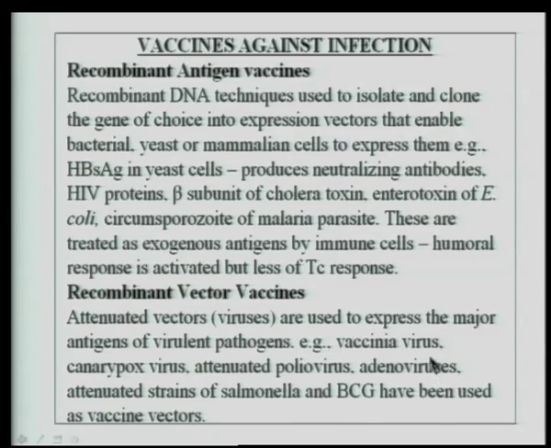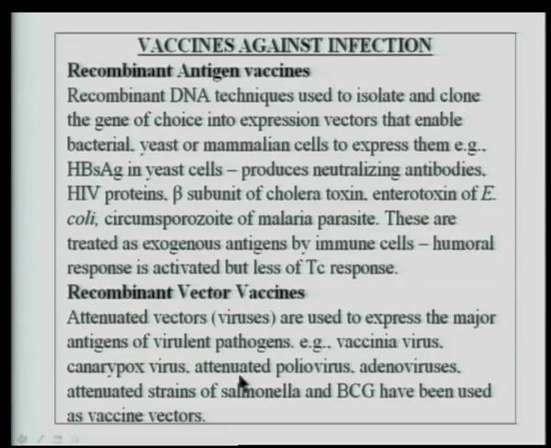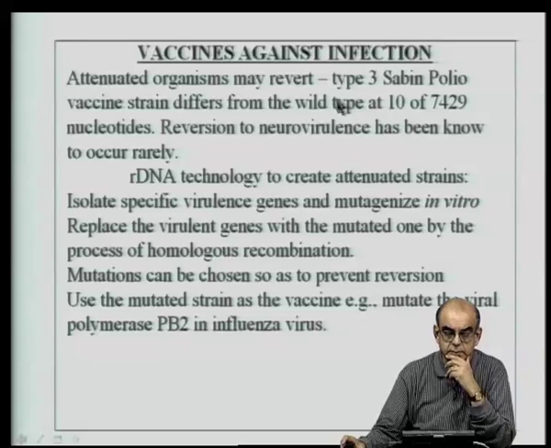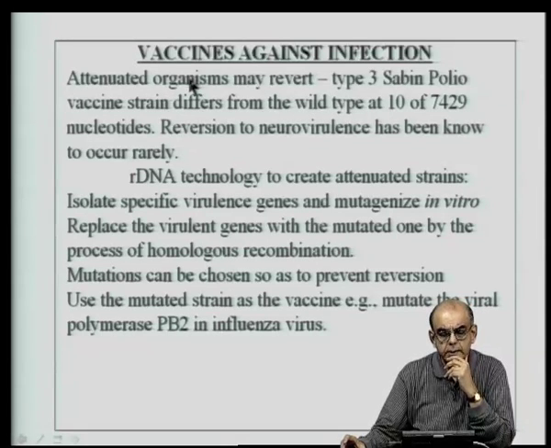For example, rabies virus or rabies antigen, some of these genes have been put into vaccinia virus and they have been used to immunize dogs as well as foxes in the forest to prevent rabies from spreading. Canary pox virus, attenuated polio virus, adenoviruses, these have all been used as vectors. Even bacteria such as Salmonella has been used as attenuated vectors to express different kinds of antigens, as well as BCG.